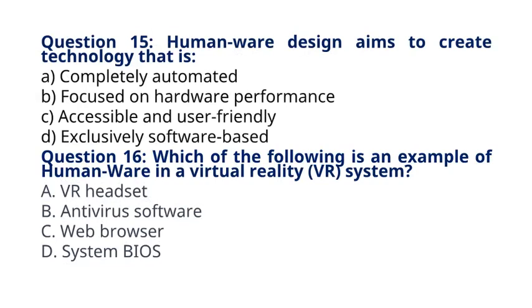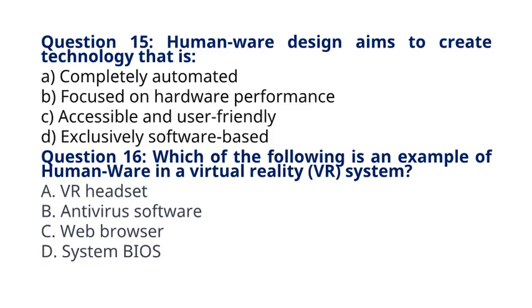Question 15. Humanware design aims to create technology that is A. Completely automated. B. Focused on hardware performance. C. Accessible and user-friendly. D. Exclusively software-based. The correct answer to question 15 is option C. Accessible and user-friendly. Explanation: Humanware design aims to create technology that is accessible and user-friendly, focusing on enhancing the user experience and interaction.